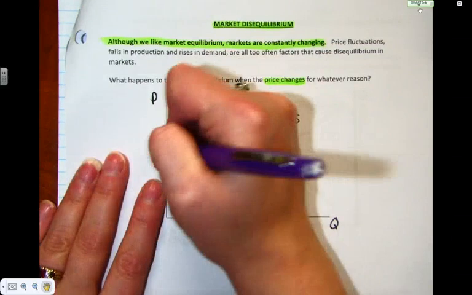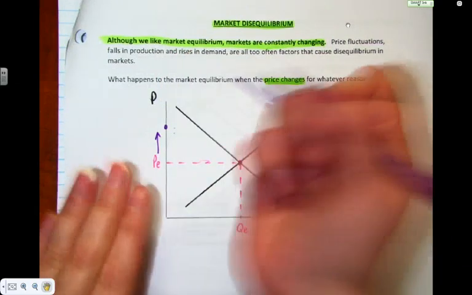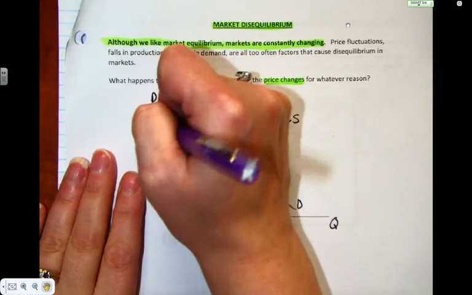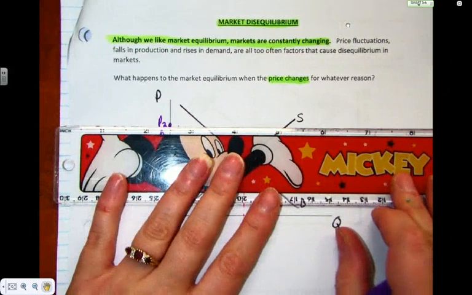So let's start by raising the price. So either the supplier decides to, or maybe the government says, no, this is the price I want you to sell it at for whatever reason. Let's call it P2. Okay, so let's see what's going to happen to our two curves here.